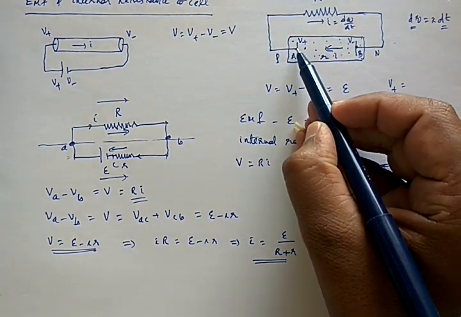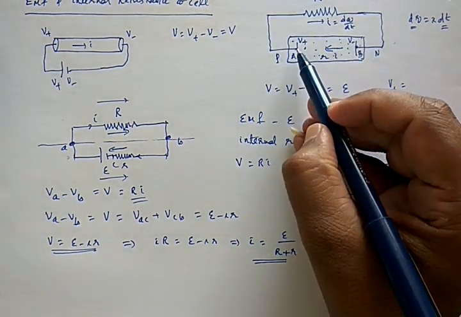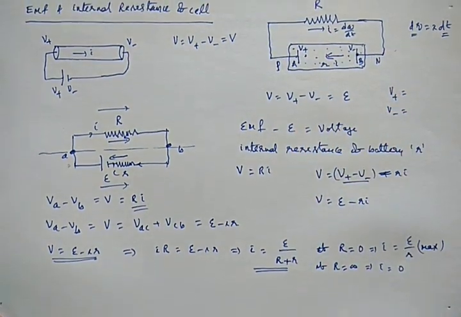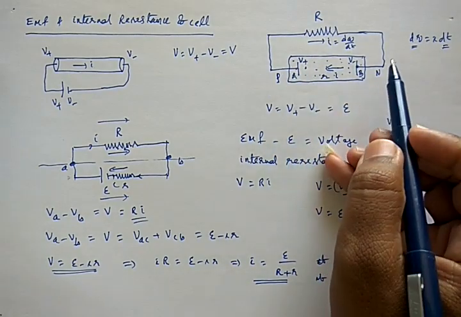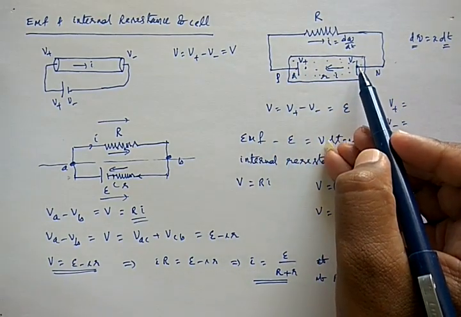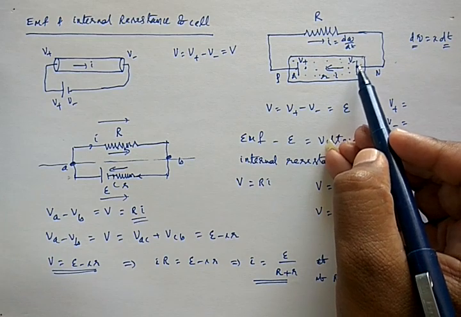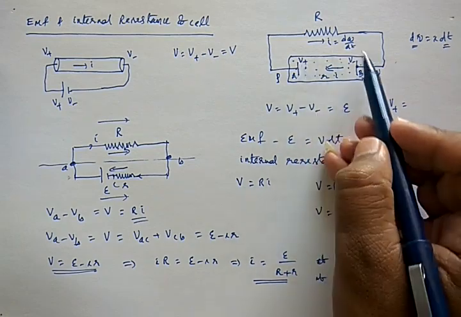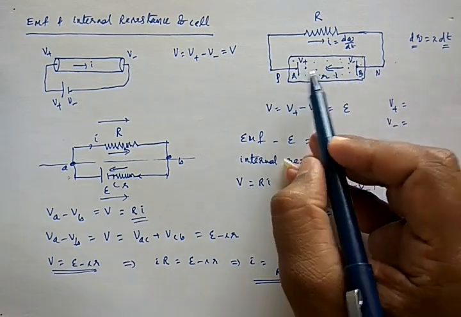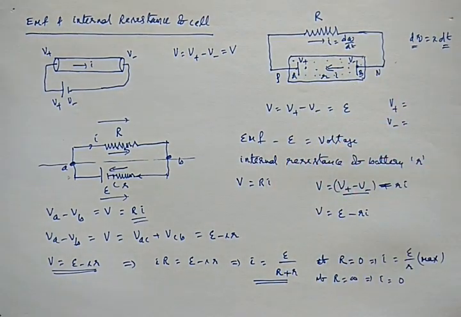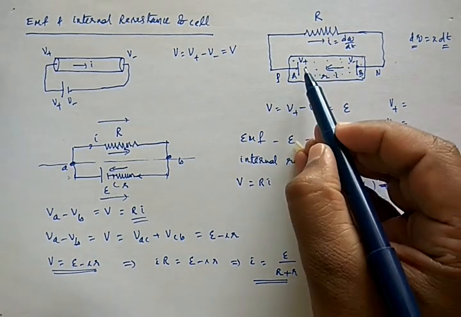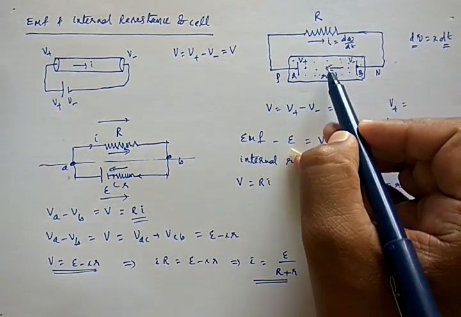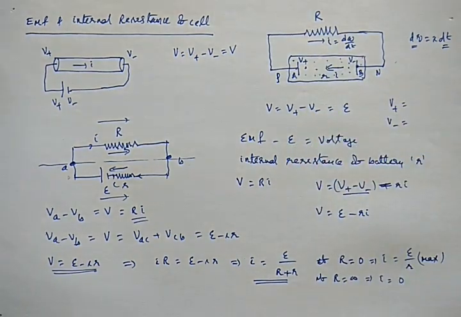When charges go from A to B through the resistor in some delta t time, immediately once they get here, the chemical forces will act and bring the same amount of charge from here to here, to maintain a constant potential difference across A and B. So only if you are able to maintain constant potential will you see the steady state current in the system.